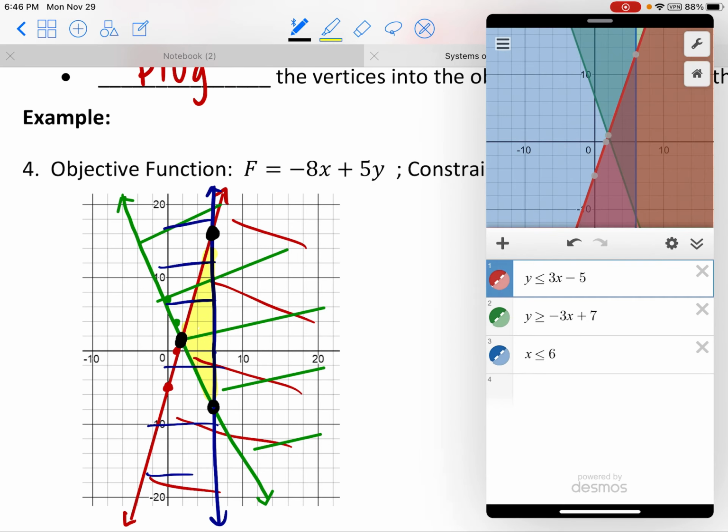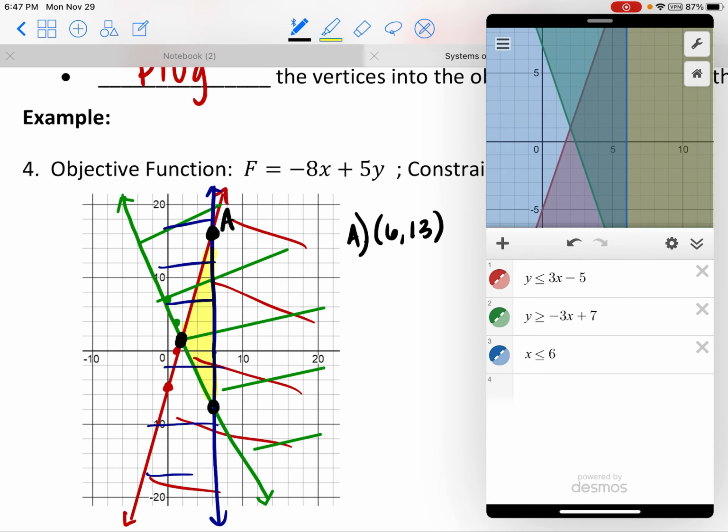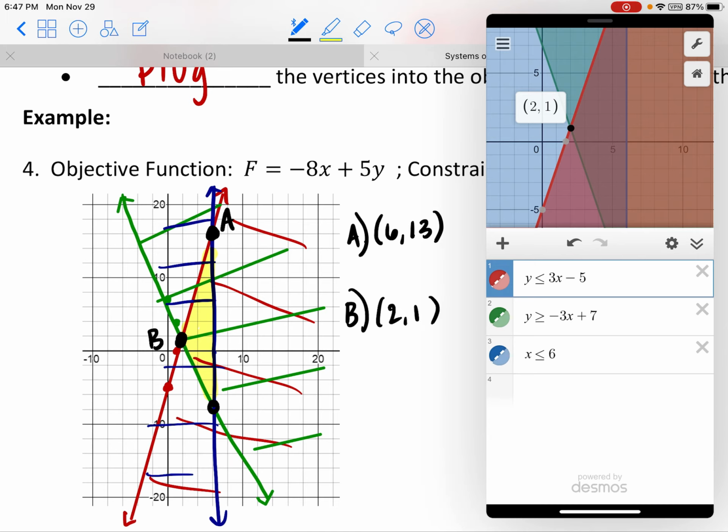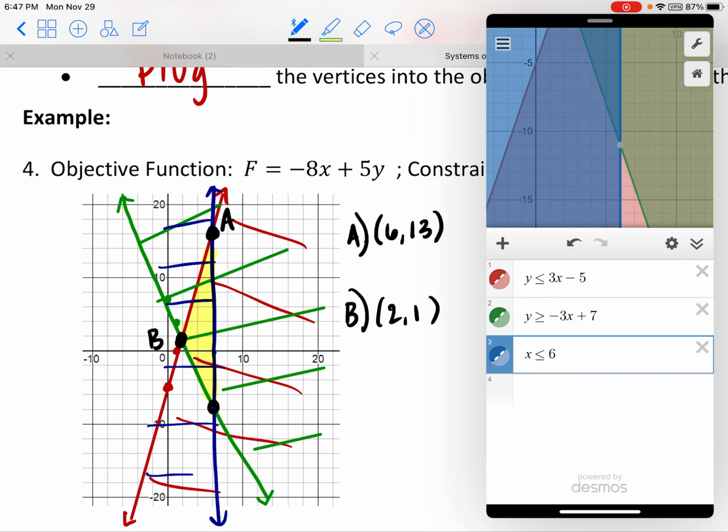And what I need are these vertices, and if I just tap on the graph in Desmos, it will tell me. So that point up there is going to be at 6 and 13. I'm going to call this one A. So A is at 6, 13. I was trying to do a parenthesis and a 6 at the same time. And then I have one here at 2, 1. So I'm going to call that B. And B, again, is at 2, 1. And it looks like I actually did that pretty accurately because they look to be in about the right spot.